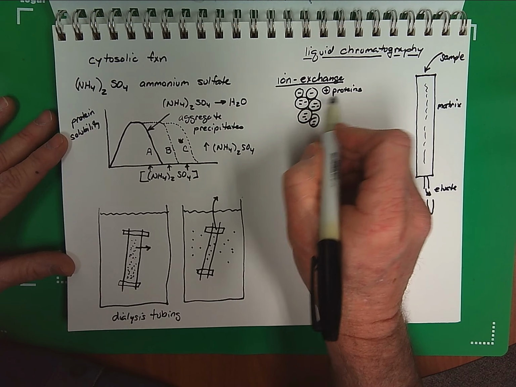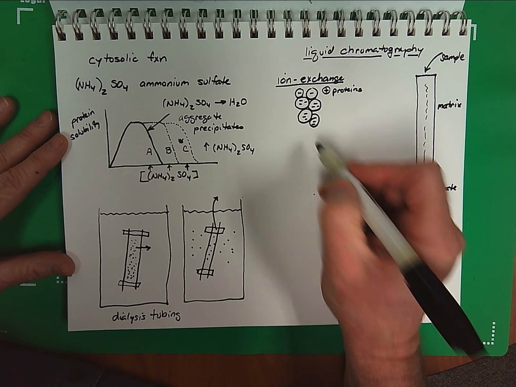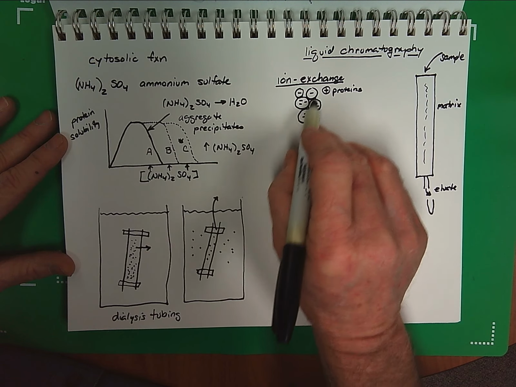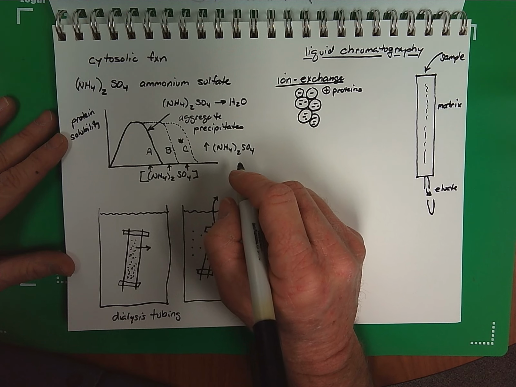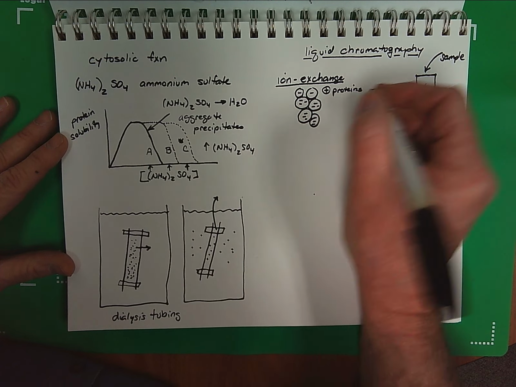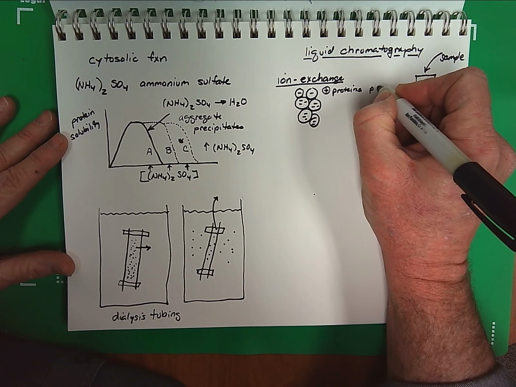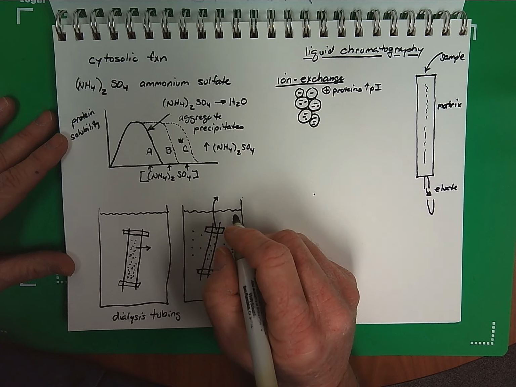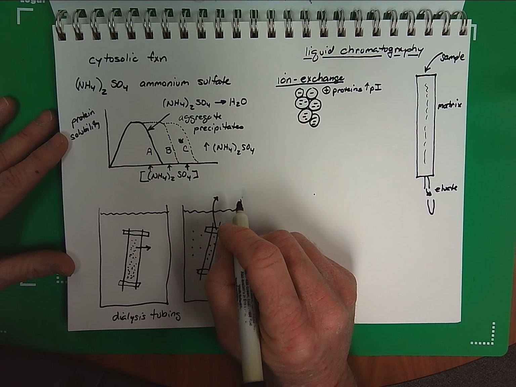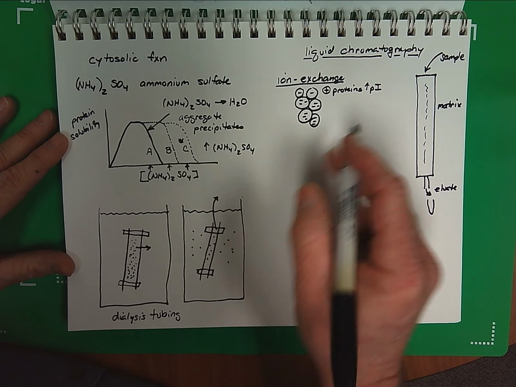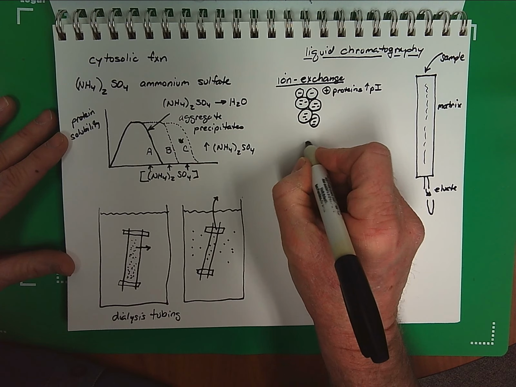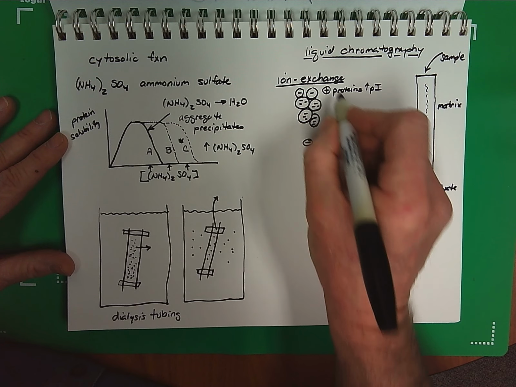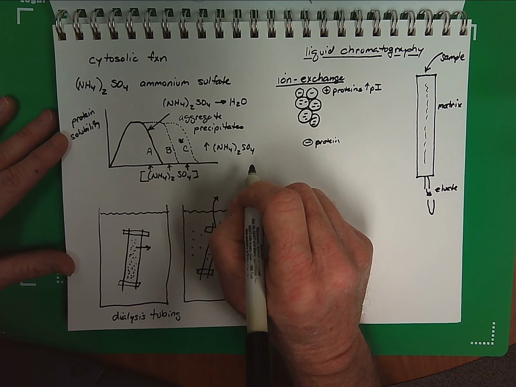Any proteins that are negatively charged will flow through unbound, and they will come through first, whereas the positively charged proteins will bind to this negatively charged matrix. So again, recall that these types of proteins have very high isoelectric points. They're positively charged. Once the negatively charged proteins have eluted from the bottom, they're now separated from the positively charged proteins bound to the matrix.